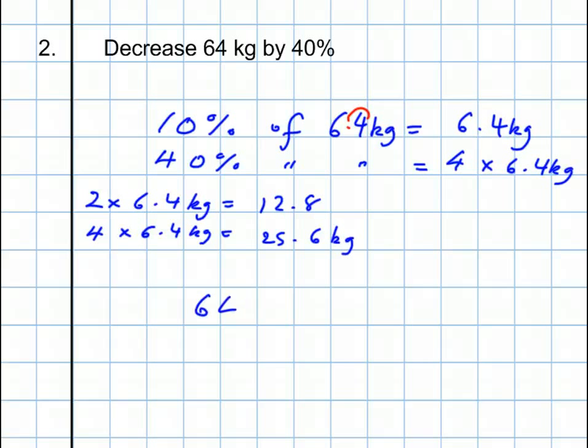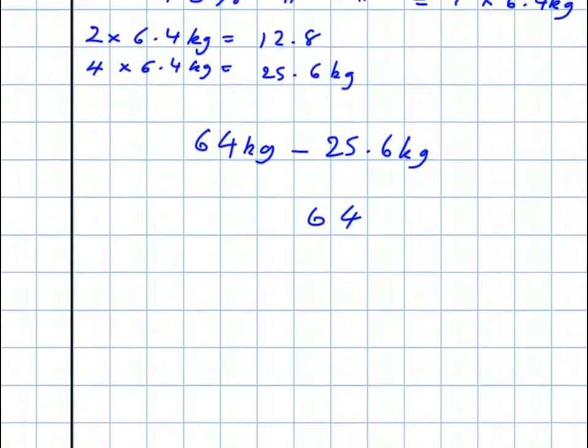Now, you could have used long multiplication, but it said decrease. So what we're going to do is subtract this 25.6 kilograms from 64, and it gives us a chance to revise some of our decimal work. 64, take away 25.6. Put the decimal point that's hidden at the end of 64 and put it in the answer row. Now we haven't got anything above the 6, so we're going to put a 0 there. It's the only figure we can add.